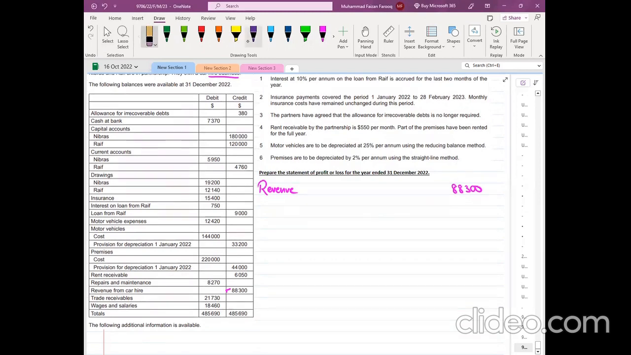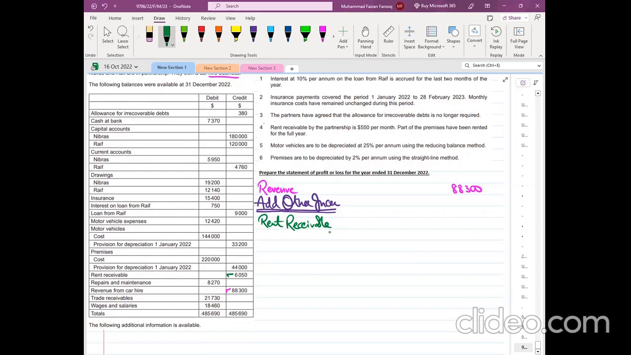Then what should we do? We will add other income, and we are going to deduct the other expenses. Simple and easy. Other income, income is always on credit side. Do we have any other incomes? I can see here there is rent received. Rent receiving or rent receivable: if there is an opening and closing balance, we have to read the notes.